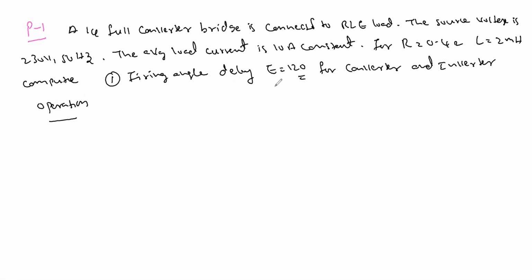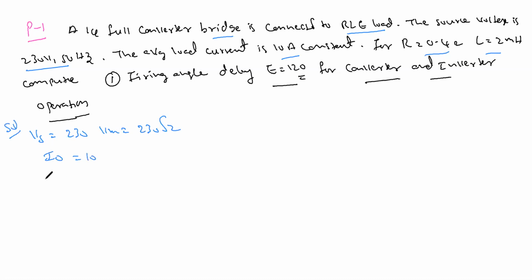So I want to calculate the firing angle delay for converter and inverter operation. RLE load है, bridge converter दिया. इधर देखो, RLE load, bridge, VS voltage. VS voltage, it means RMS voltage. I naught is DC current, RL is given. So what is that given? VS equal to 230. So VM क्या होगा? 230 into root 2. VM by root 2 is VS RMS value. I naught is given, DC is 10 amps continuous, and R is 0.4, L is 2 millihenry, E is 120 volts. So then what is that? I need firing angle, na? So what is the formula here now?